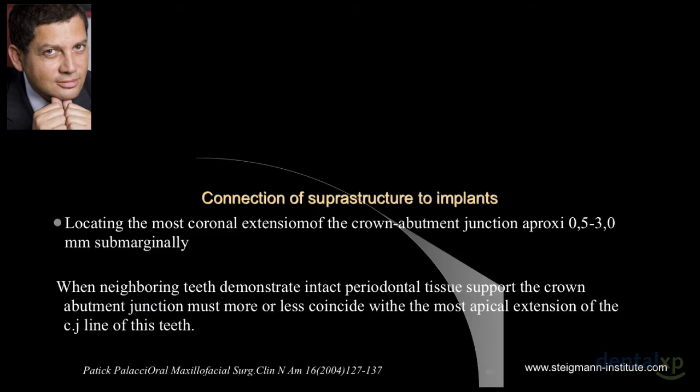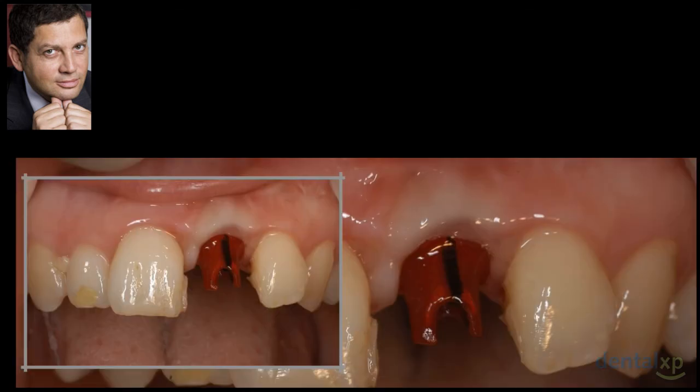So we have to be very careful when we do that, where we position the coronal extension of the crown abutment junction, which should be 0.5 to 3 millimeters submarginally. This trying of the emergence profile, which is produced on the 3-in-1 abutment, is then placed in the patient's mouth so we can see the reactions of the future abutment in this specific patient.